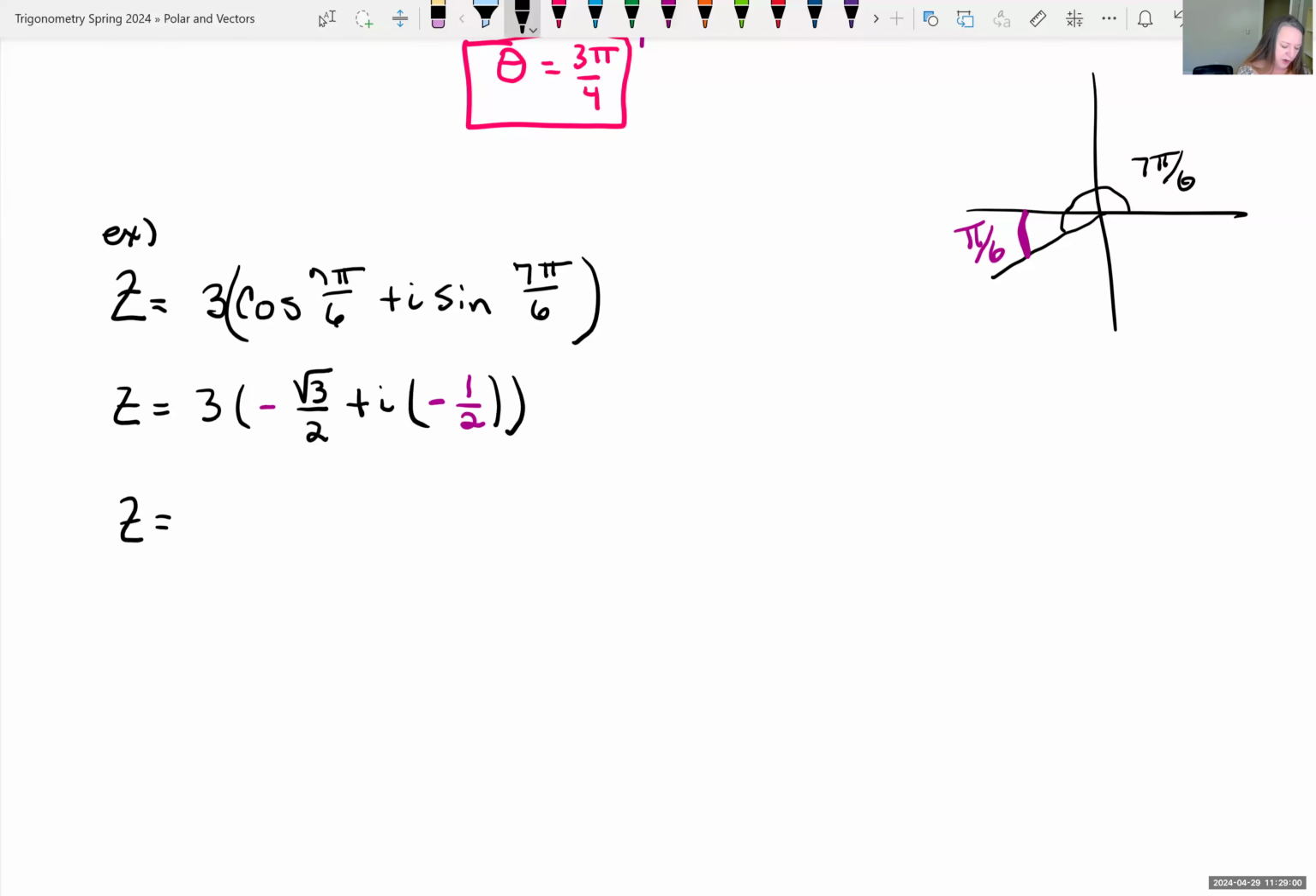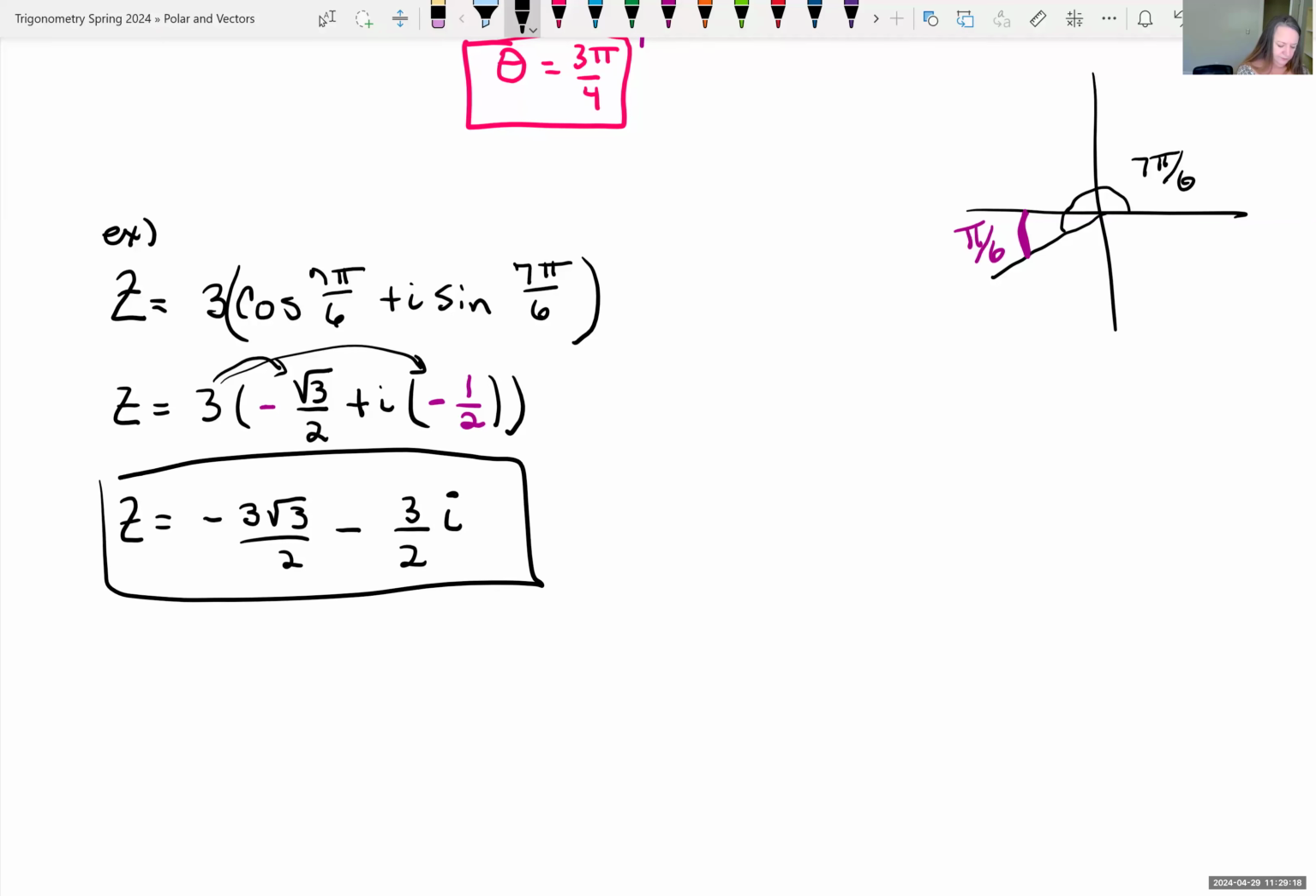So let's distribute our 3. This gives me negative 3 root 3 over 2 minus 3 halves i. So sometimes doing operations is easier in polar form versus in rectangular form.